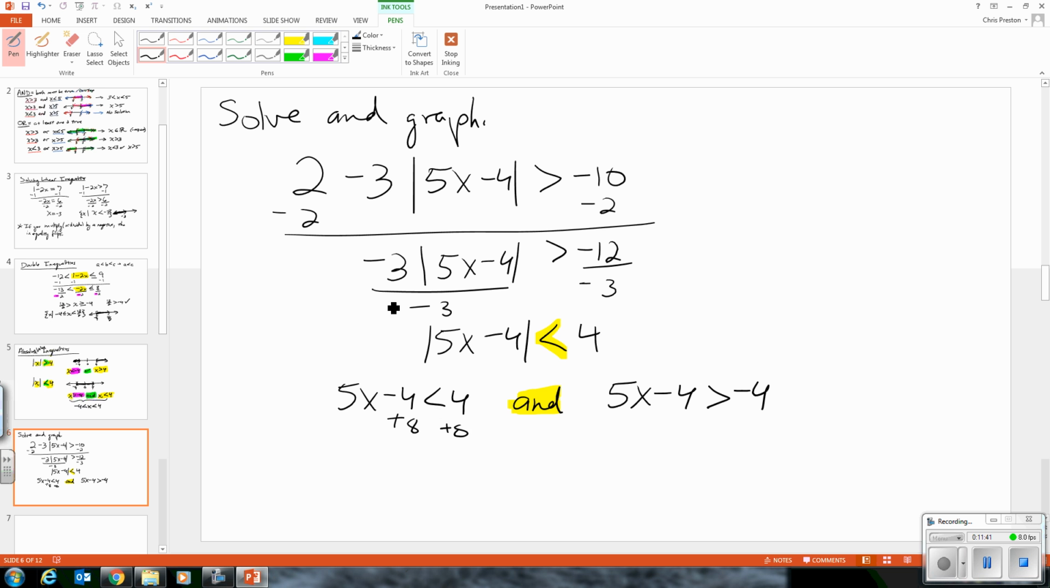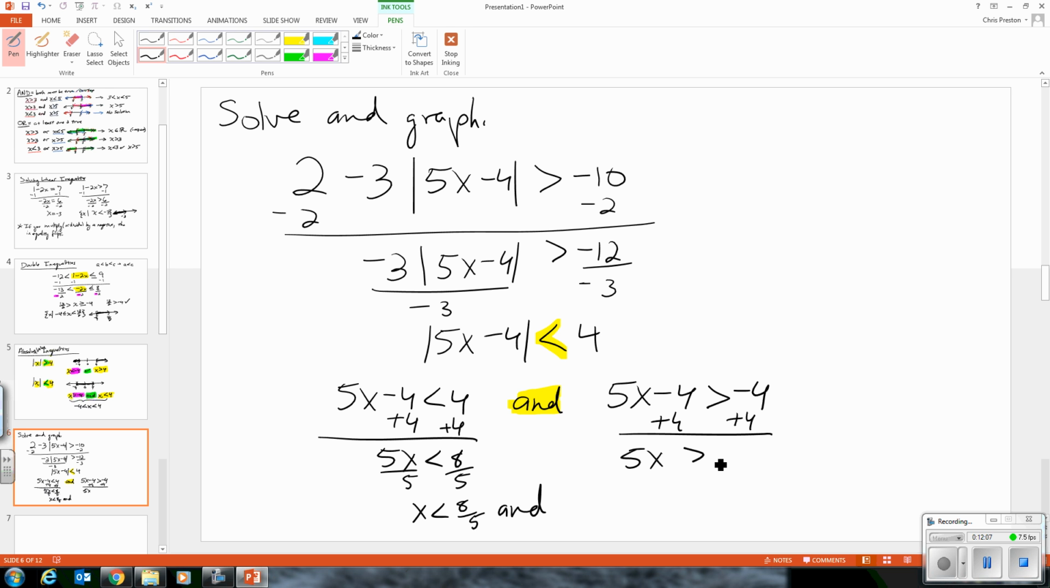So I'm going to add, getting ahead of myself, add 4 to both sides, and get 8, and then divide by 5. So x is less than 8/5. And for the other one, add 4: 5x is greater than 0, divide by 5. And notice my inequality symbols aren't changing because I'm dividing by a positive 5. They only switch when you divide by a negative. 0 divided by 5 is 0. So I want numbers less than 8/5, and I want numbers greater than 0.